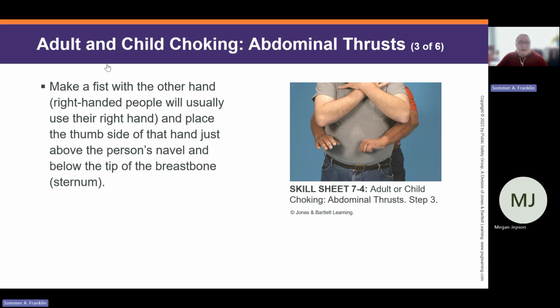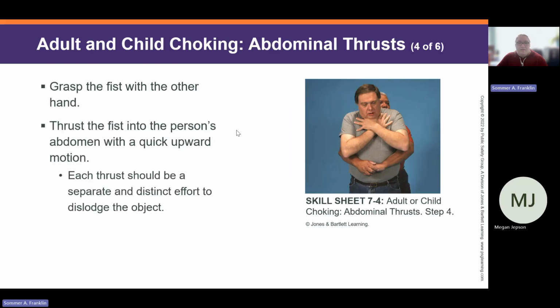Make a fist with the other hand. Right-handed people usually use their right hand and place the thumb side of that hand just above that person's navel and below the tip of their breastbone or sternum. Grasp that fist with the other hand. Thrust the fist into the person's abdomen with a quick upward motion.